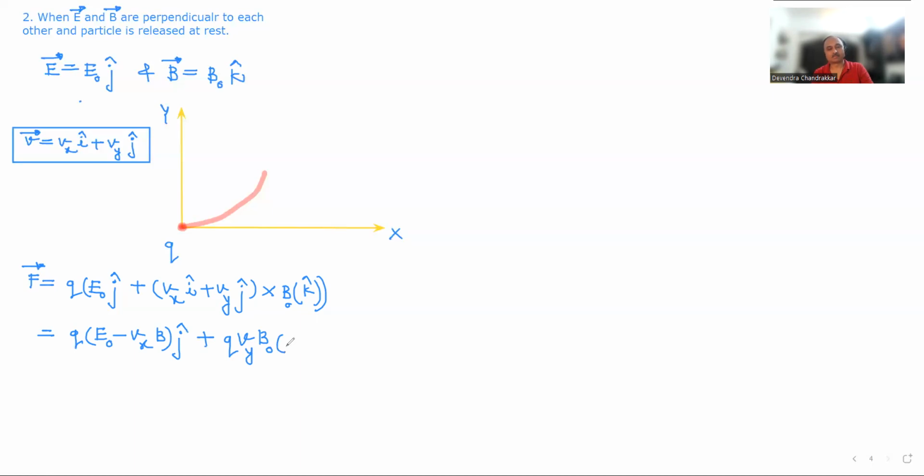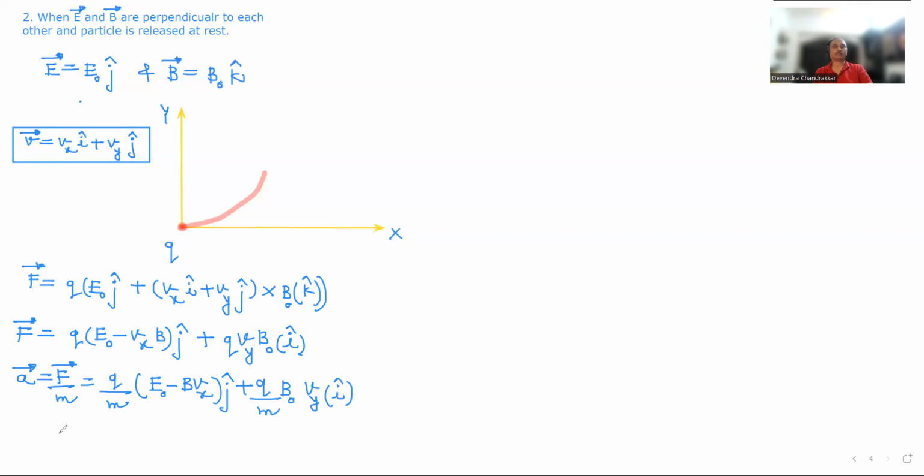I cap. Yes or no? All of you. Yes, sir. So what about acceleration now? It's force upon mass. So this is Q upon M, E naught minus BVx, J cap plus Q by M B naught Vy I cap. Right?